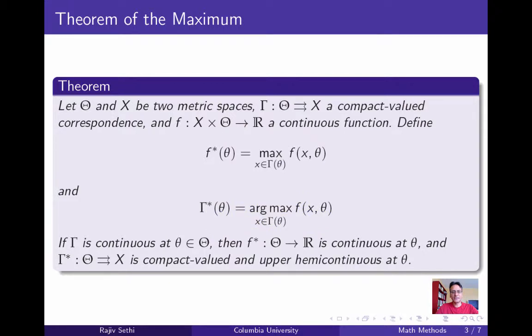And the theorem states that if gamma, the constraint correspondence, is continuous at theta, then f star, which is the maximized value of the objective function, is also continuous at theta, and the solution correspondence gamma star is compact valued and upper hemicontinuous at theta. And keep in mind that the result does not guarantee lower hemicontinuity of gamma star, and we want to think about the implications of this later. Now we've proved that gamma star is compact valued and upper hemicontinuous in the last segment, so to finish up we just need to prove that f star is continuous at theta.